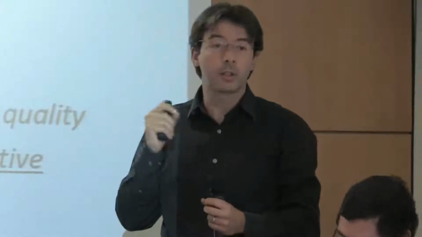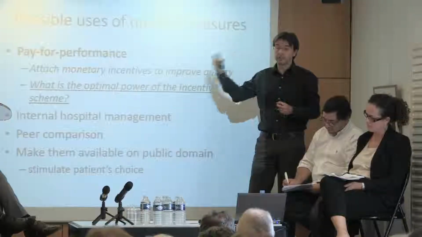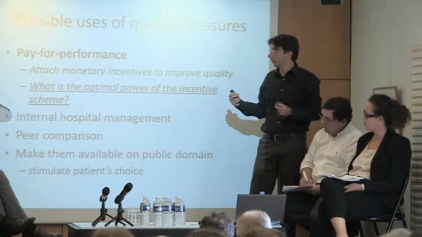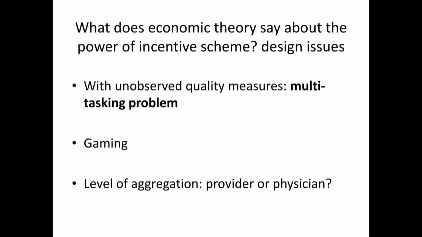But as an economist, quite quickly you're going to ask yourself the question of what that price is. How high should this price be that you give to the providers, to the hospitals? So that's one way to use the quality measures. There are other ways to usefully use quality measures, like internal hospital management, peer comparison, or putting these quality measures in the public domain so that maybe this stimulates choice. These are alternatives to pay for performance. So I'm going to focus on the optimal price issue. What is that price that you should set from a policymaking perspective?